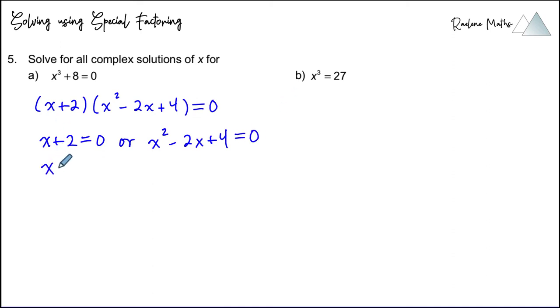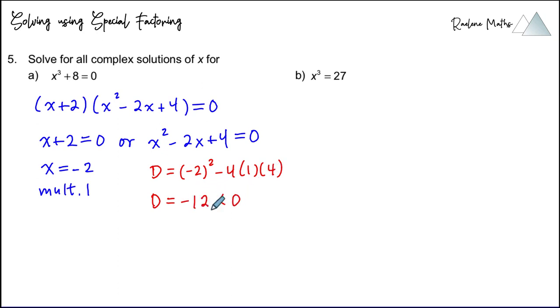And from the first equation, I get one root of multiplicity 1, x equals negative 2. And we can check the discriminant for the second quadratic factor. The discriminant here is going to be negative 2 quantity squared minus 4 times a times c, and the discriminant is 4 minus 16, which is negative 12. And so the discriminant is negative. We cannot factor, and we have to use the quadratic formula to find the complex solutions. This discriminant being negative means we have non-real solutions.